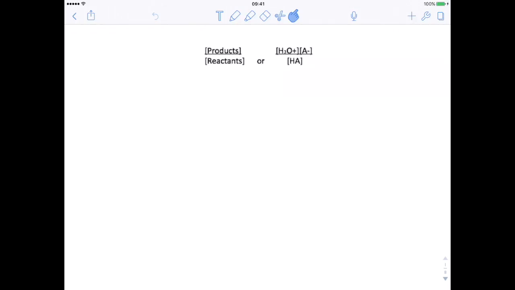Welcome back. In this video we'll be going over some things that affect acidity. First off, what we know from Gen Chem is the Keq equation as just products over reactants, or as we typically see it, like this. We will be using the A and HA terms throughout the video.